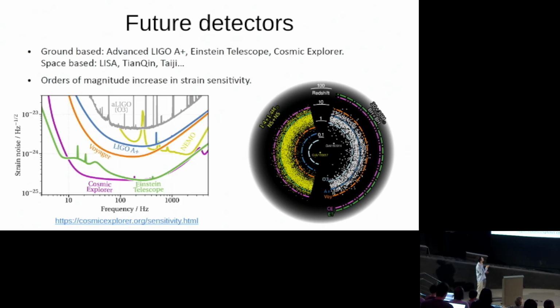Many planned detectors, ground-based, like LIGO A+, Einstein Telescope, Cosmic Explorer, and space-based ones like LISA, Tianqin, and Taiji. Depending on the frequency, especially in the low frequency bands, you are going to see orders of magnitude of increase in the strain sensitivity going down this direction, detecting ever smaller strains. It will allow you to see far more sources, much further back in time in the cosmological redshift.